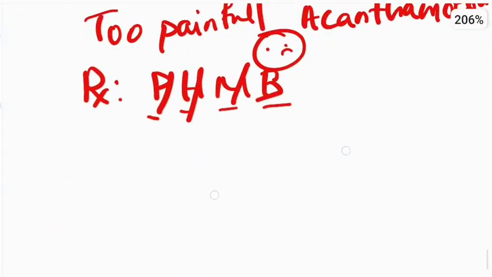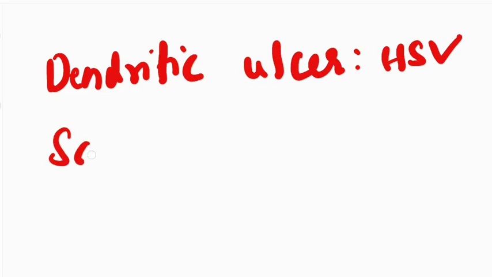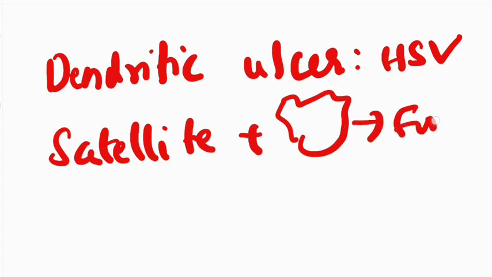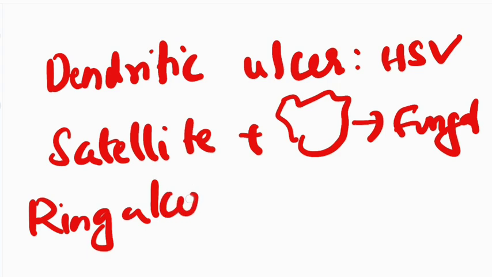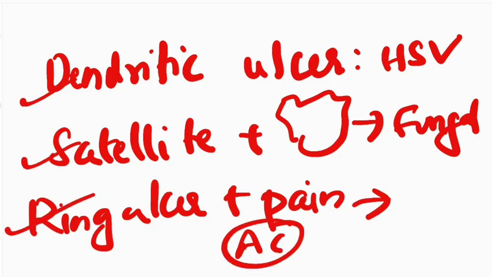Now, quickly, tell me about eye ulcers. If you see dendritic ulcers, what is going to be your thought? You're going to think about herpes simplex virus, right? If you see satellite lesions and feathery margins, you're going to think about fungal keratitis. Am I right? And if you see a ring ulcer, and the patient says he has a lot of pain, then you're going to think about Acanthamoeba keratitis. So these are the buzzwords.